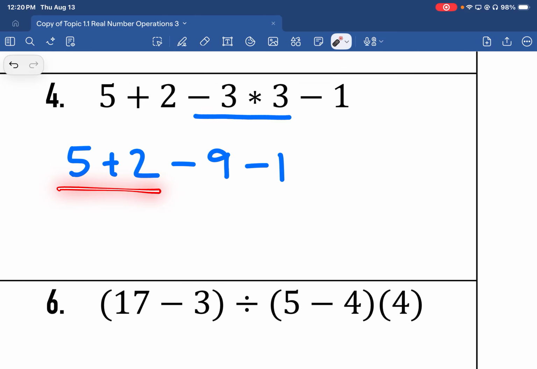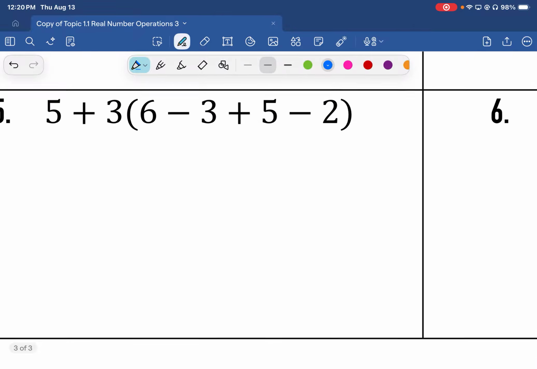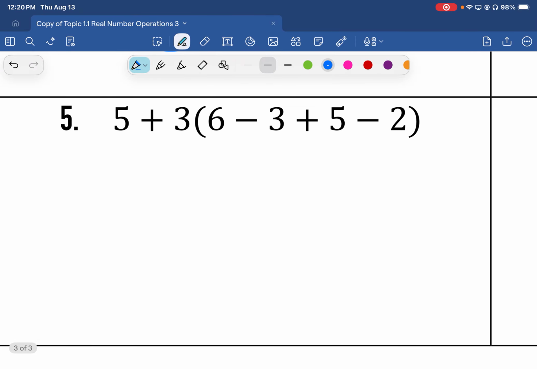So what is 5 plus 2? 7. What is 7 minus 9? What is negative 2 minus 1? There we go. Because remember, once we get to negative 3 or negative 2 and we take it negative 1 more, we're going further negative. All right, for number 5, what part do we do first here?